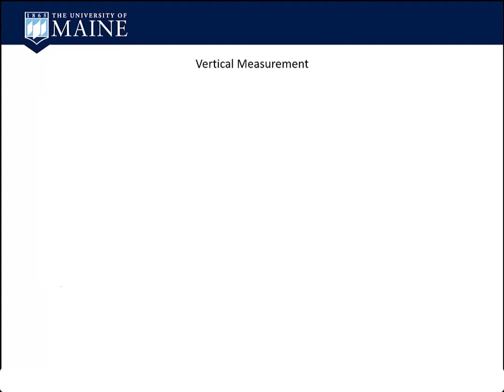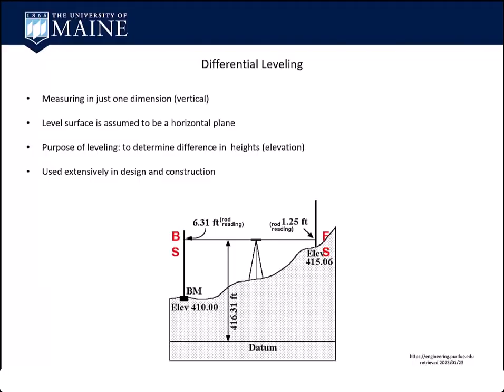In this lecture, we're going to discuss leveling. Leveling is survey measurement in one direction, vertical. A couple things about leveling. Like I said, it's one dimension. We're capturing difference in elevation and perhaps calculating elevations on points. We don't concern ourselves with where they are horizontally.